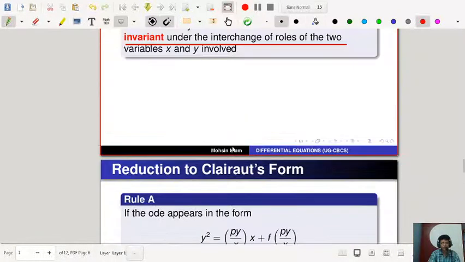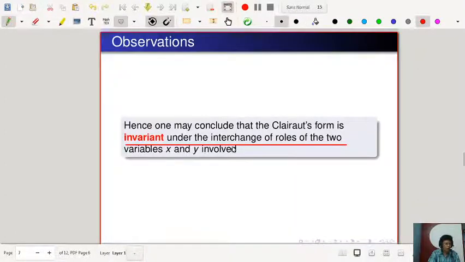Next, we'll talk about elementary results from calculus. One observes that the very assumption of non-vanishing p guarantees that if y were a function of x, then x could also be expressed as a function of y. So that is why it is invariant, right?